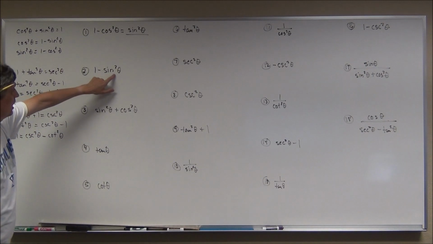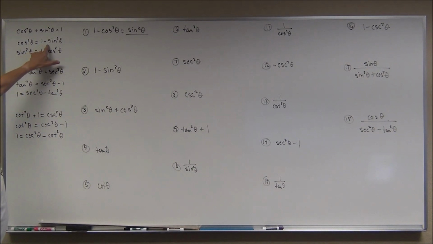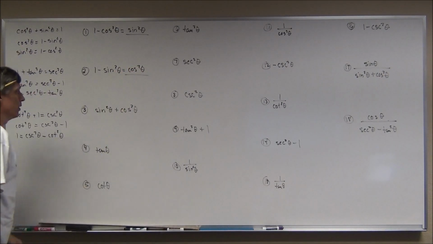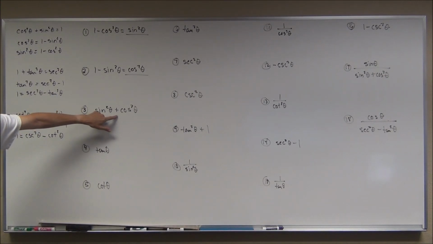Look right here, 1 minus sine squared theta. This is equal to cosine squared theta. That's pretty straightforward. Even straighter and more forward.